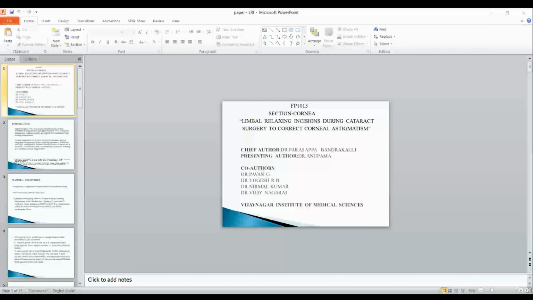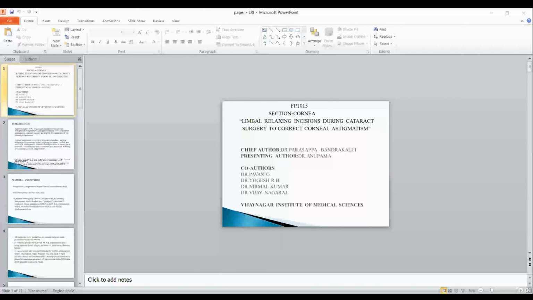Inclusion criteria: all patients who presented to the Department of Ophthalmology with senile cataract with K horizontal more than K vertical, of more than one diopter astigmatism, during the study period were included in the study. Exclusion criteria: patients with corneal pathologies, glaucoma, dry eye were excluded, and patients with retinal pathology were excluded from the study.